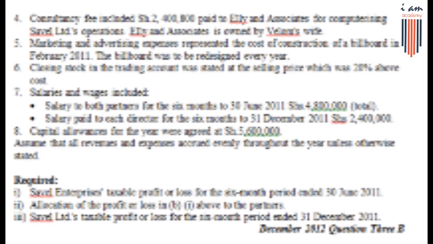Required: Savell Enterprises taxable profit or loss for the 6 months period ended 30th June 2011, 8 marks. Allocation of the profit or loss in B1 above to the partners. Savell Limited taxable profit or loss for the 6 months period ended 31st December 2011, 4 marks. So basically, that is the information provided in this question.